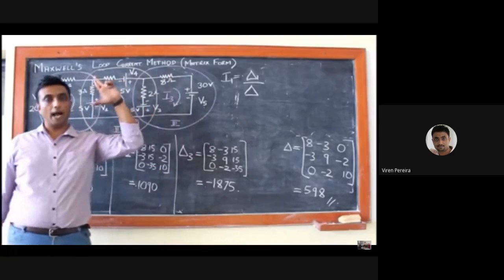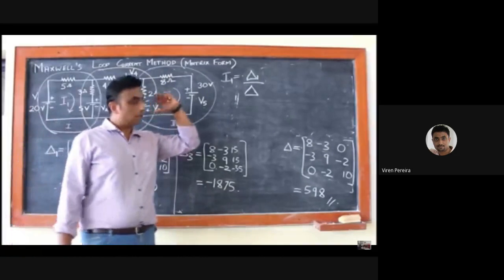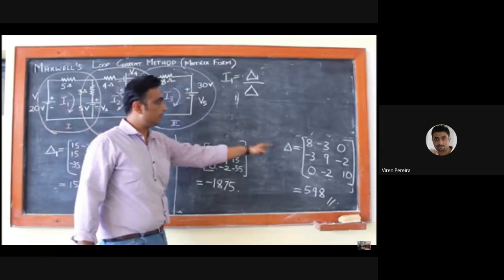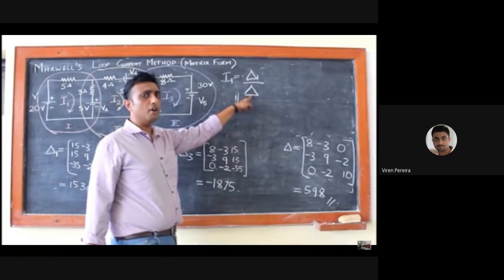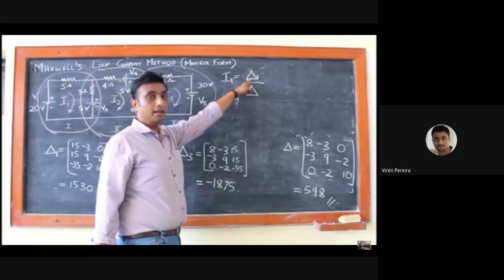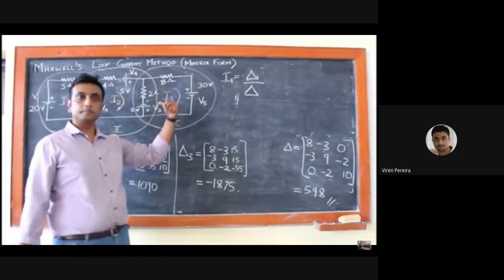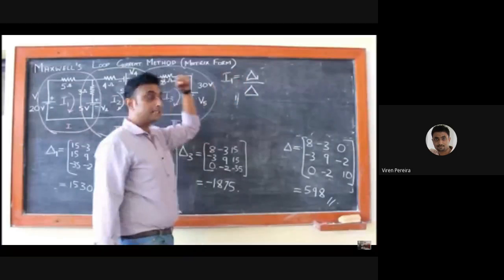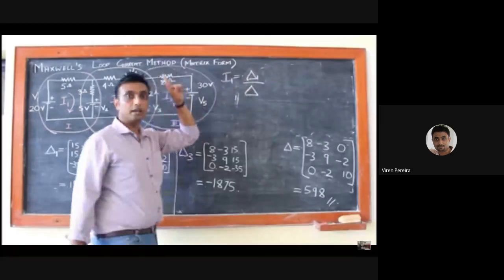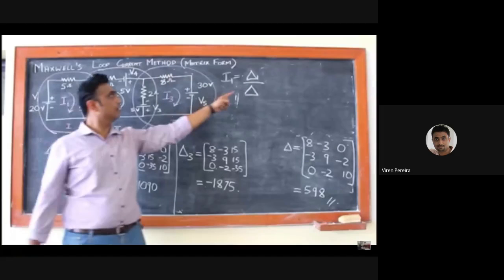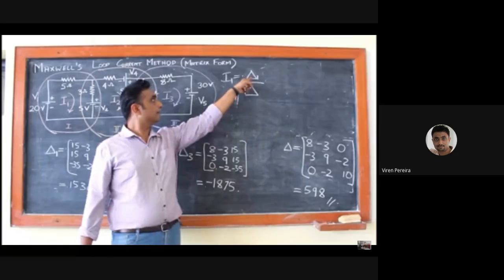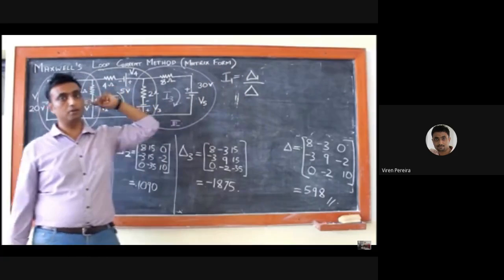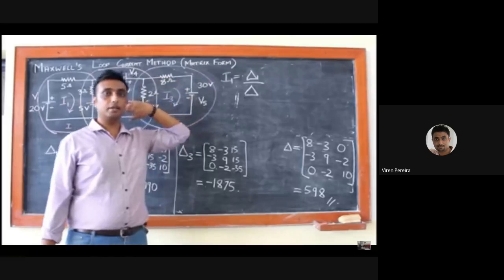V equals I into R. So if V equals I into R, I will be V divided by R. Your resistance matrix is your delta, so your delta will always be in your denominator. Delta 1 will be your voltage, so it will always be I1 equals delta 1 divided by delta, which is in the same form as V divided by R. So just remember one thing, delta will always be in the denominator. Delta 1 will be with regard to I1, delta 2 with regard to I2, and delta 3 with regard to I3.